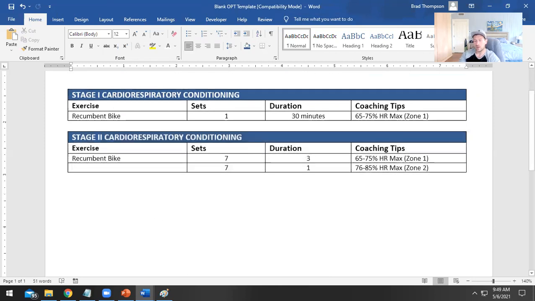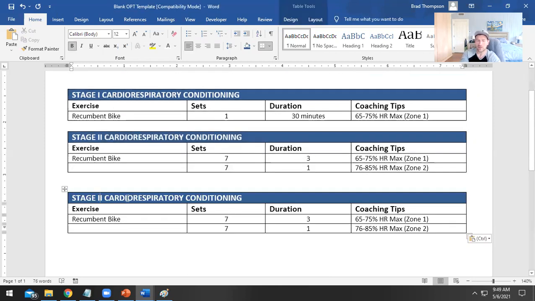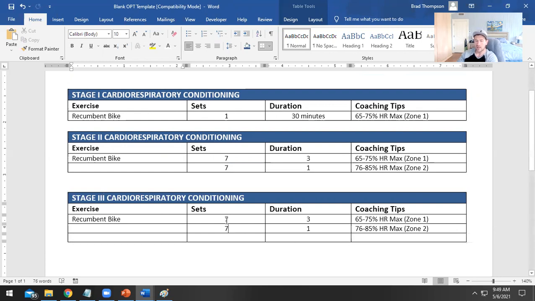Then we could have a client who's in stage 3, right? They're going to get another round here. So they're going to work their way from zone 1 into zone 2 into zone 3. And like I said, my favorite version of this looks something kind of like this.